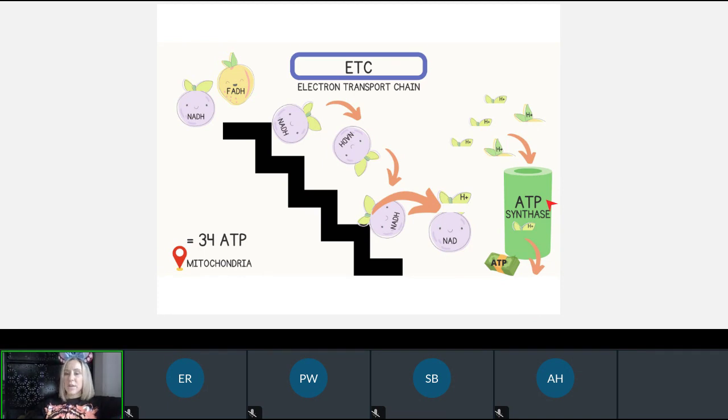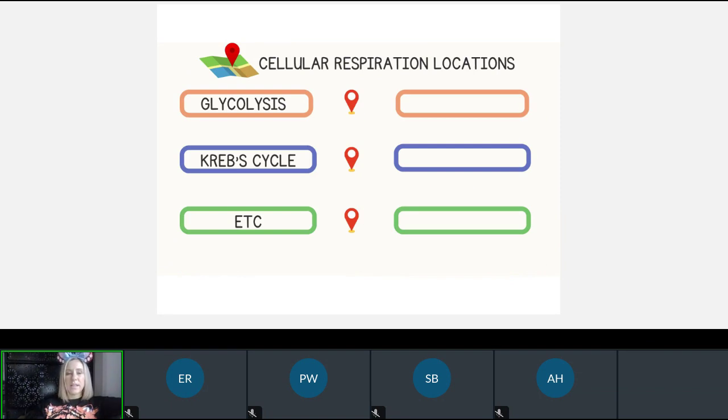So let's look here. I want you to tell me the locations of where this stuff takes place. Where does glycolysis take place? It's step 1. Step 1 of energy making. Step 1 of cellular respiration. Glycolysis happens where? Awesome. Somebody type it up there for me. Good job. It happens in the cytoplasm.